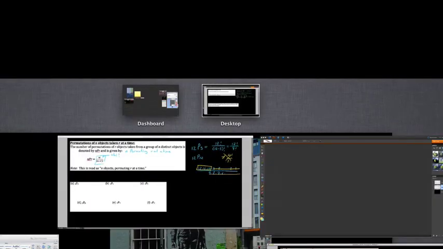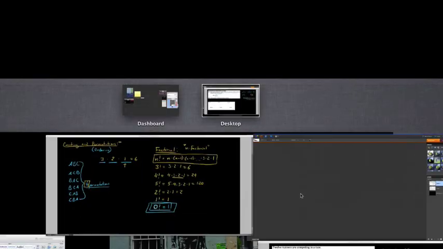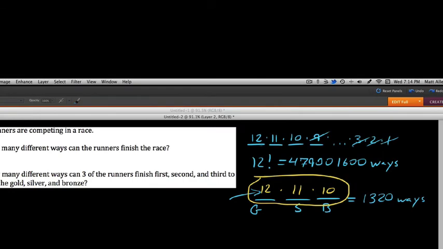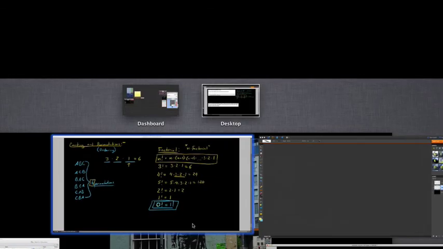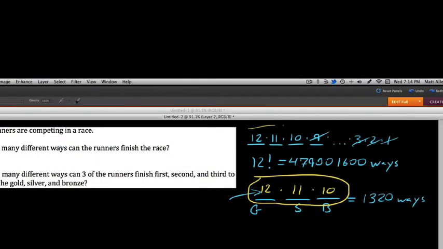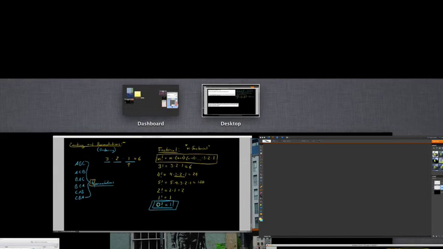Now what you might be saying is, okay, so what about this 12 permute 12? The first time we did this, we had 12 factorial, which came out to be 12 times 11 times 10 all the way down to 1, and that was 479,001,600 ways. Could we have used the formula there? And the answer is yes.